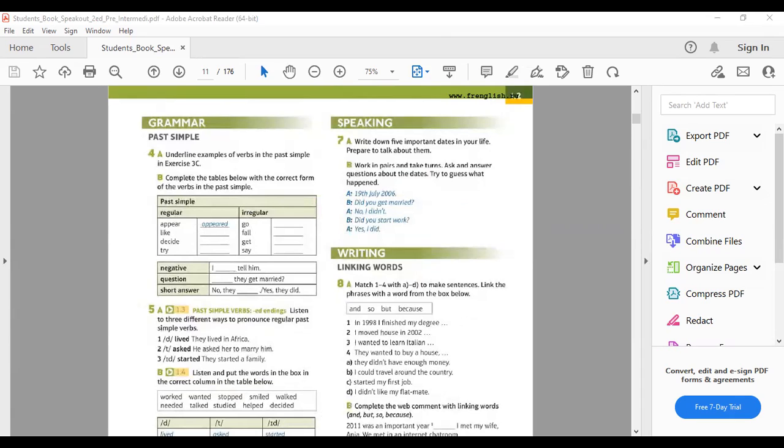Okay, so before we go into details, here we have some verbs that you will work on. Before we go to the verbs, let me tell you what the past simple is. So the past simple, from its name, is a tense that tells us about the past.